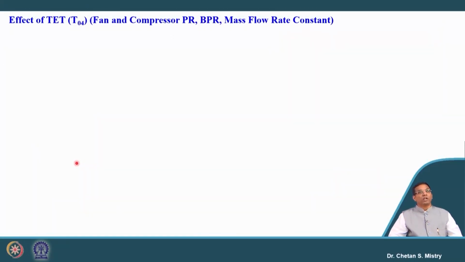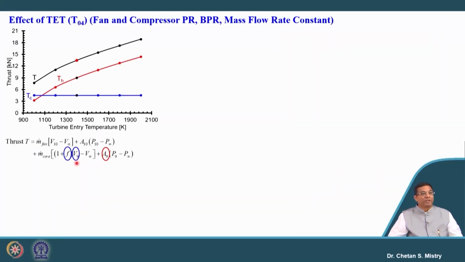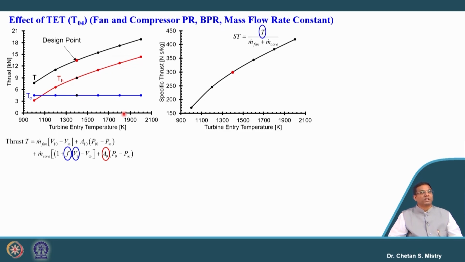Okay. Now, let us look at what is happening with the turbine entry temperature. Here in this case, if we are increasing our turbine entry temperature, my hot thrust is going to increase. It is not having much impact on cold thrust. So, overall, by increasing the turbine entry temperature, we will be able to achieve higher thrust. And my specific thrust is in relation with the thrust, and my mass flow rate is constant. So, with increase of turbine entry temperature, we will be having the rise of specific thrust.